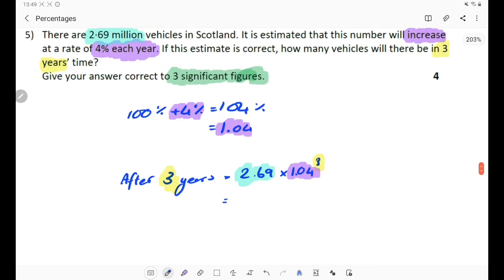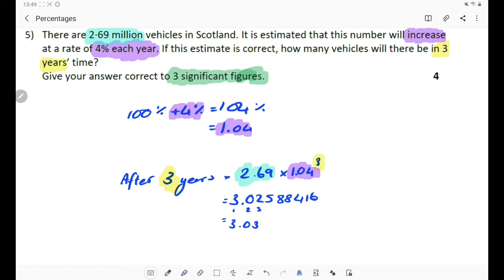Following through, please take the time to put this into your calculator. Hopefully the answer you get out is 3.02588416. And then we look back at that bit we highlighted, 3 significant figures. We have to round this to 1, 2, 3 significant figures. Now that 2, because it's a 5 that comes after, we are going to round up to a 3.